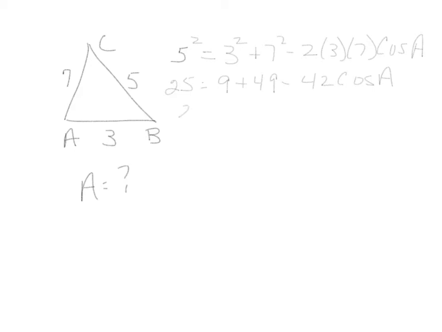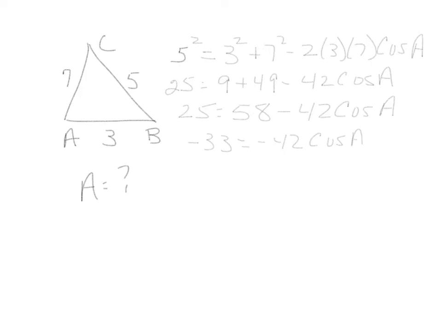So now we have 25. 9 plus 49, that's 58. Remember your PEMDAS rules. Do not subtract 58 and 42. Because the 42 is multiplied by cosine A, you have to do that multiplication before you do the subtraction. A huge mistake is where people will take 58 minus 42 and then they miss the rest of the problem. We need to subtract the 58. That gives us negative 33, negative 42 cosine A.